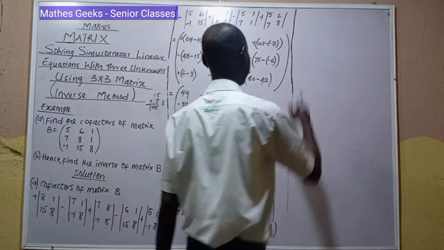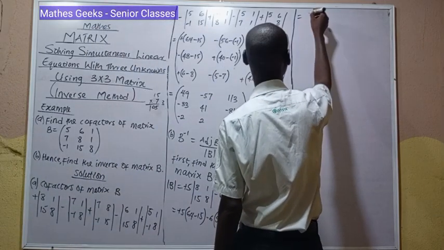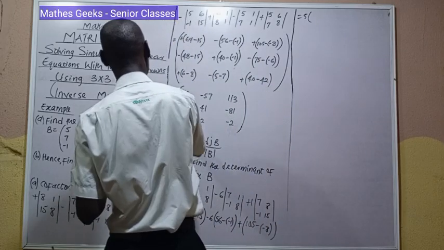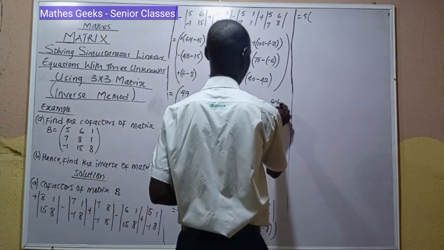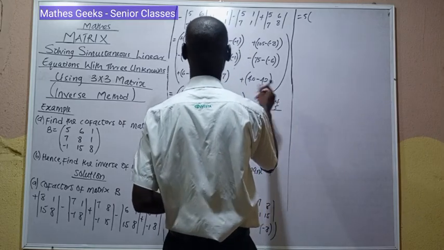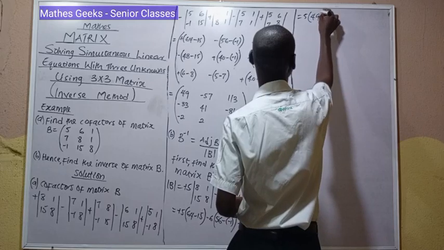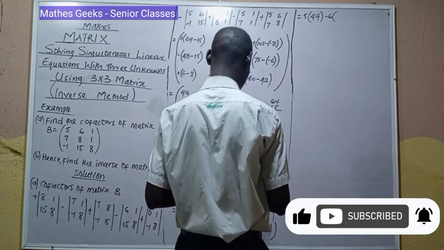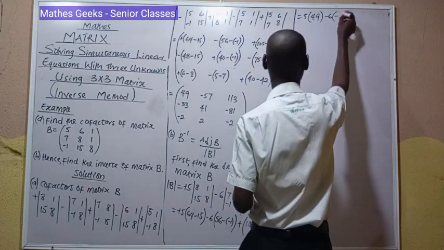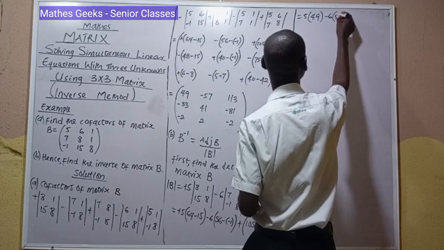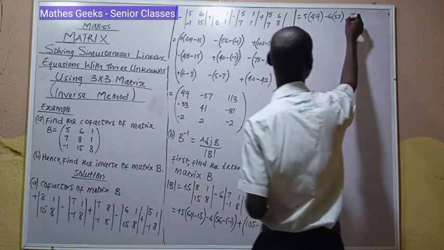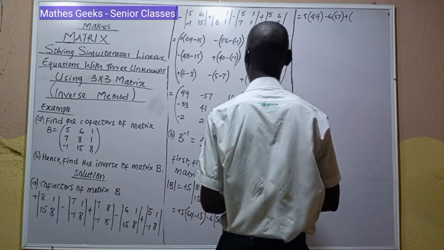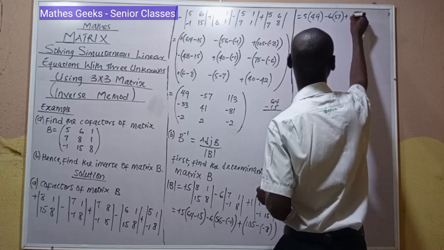So let's simplify this. Plus 5, 64 minus 15, that's 49. 49 minus 6, minus 57, and plus 105 plus 8 is 113. So 113.